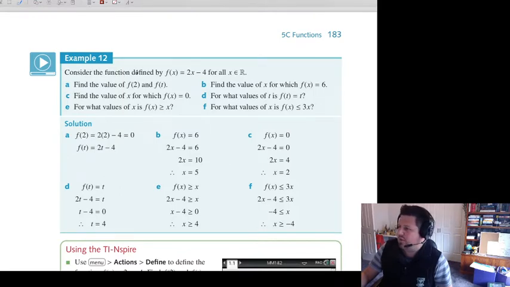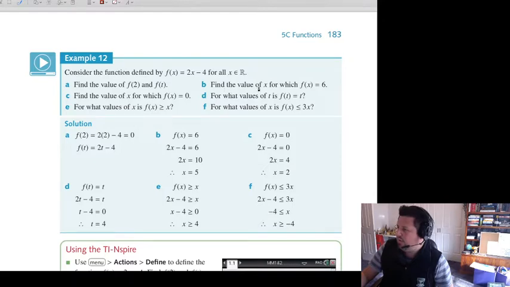This one here, I like it. It says consider the function defined by f of x equals 2x take away 4. Now, it says find the value of f of 2 and f of t. Like we did in the previous example, where you see the x, we're going to plug in 2. So plugging in 2, 2 times 2, take away 4, it's 0, check. And it also wants you to do f of t. So where you see x, you're going to plug in a t. That's easy enough to do, it just stays like that.